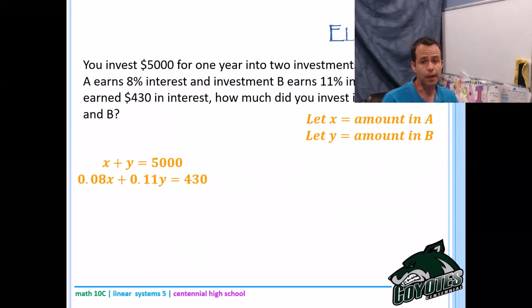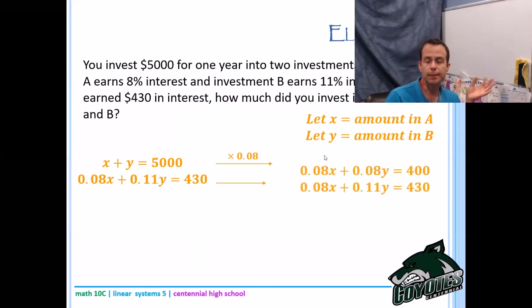I'm going to solve by elimination, so either I want to multiply this top equation by 0.08 so that my x's are the same, or I want to multiply the top by 0.11 so I get my y's the same. Totally doesn't matter which one you do. I happen to have chosen to eliminate x. If you had already paused me and done this yourself and you chose to eliminate y, that's totally fine. You will get the same answer, okay? So don't worry about that at all.